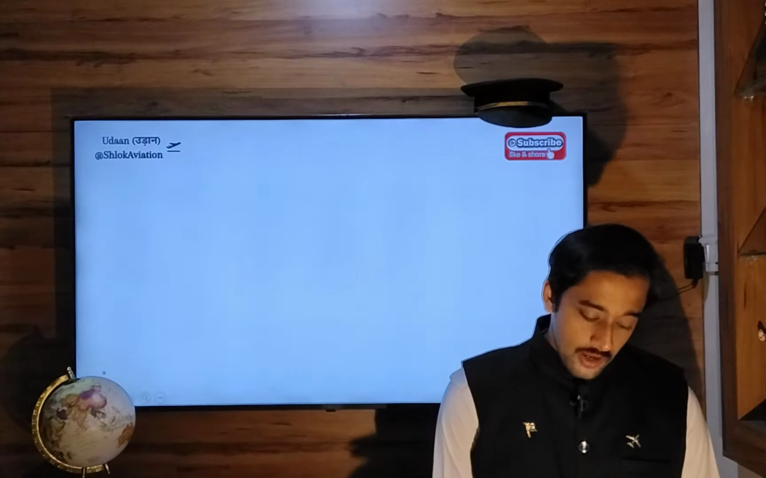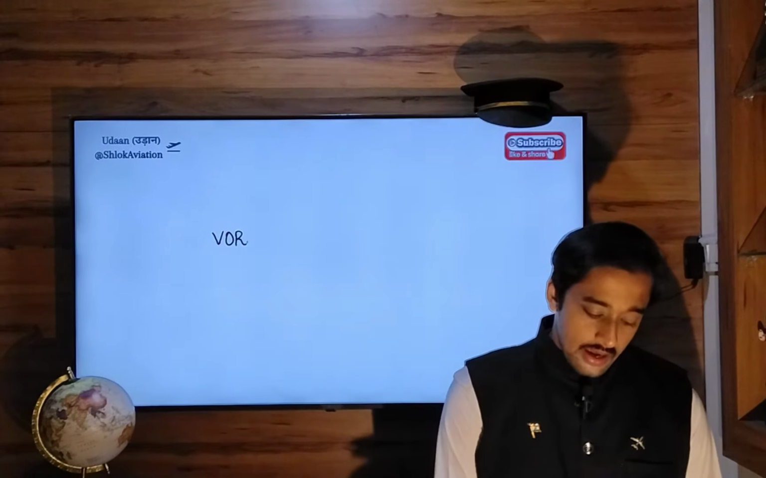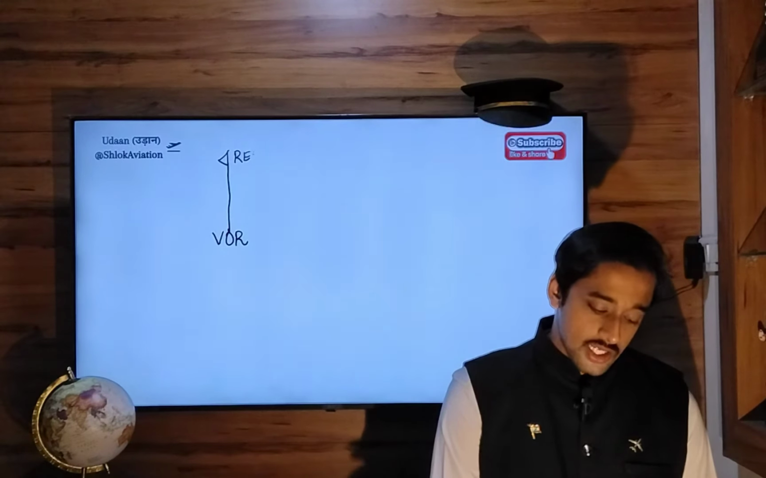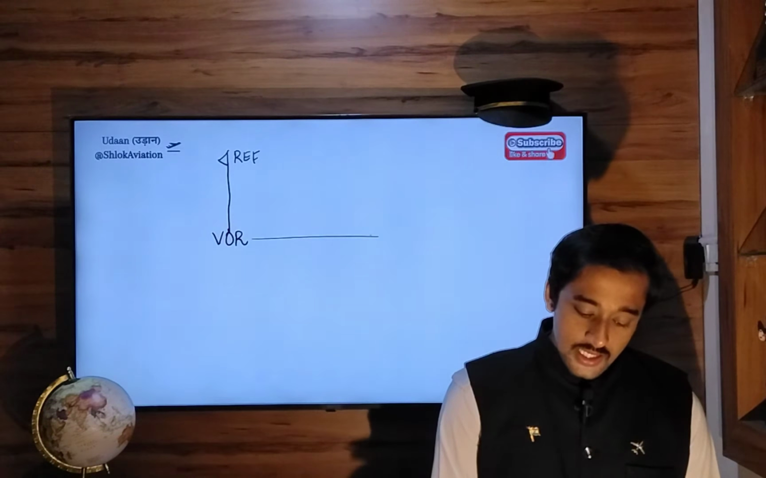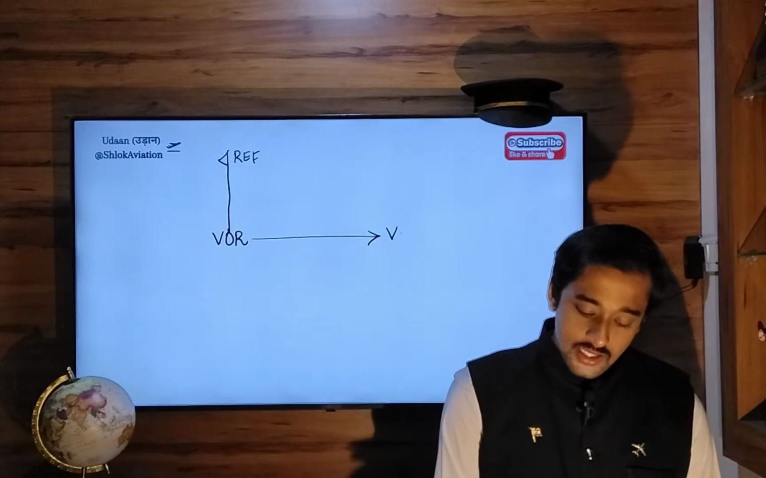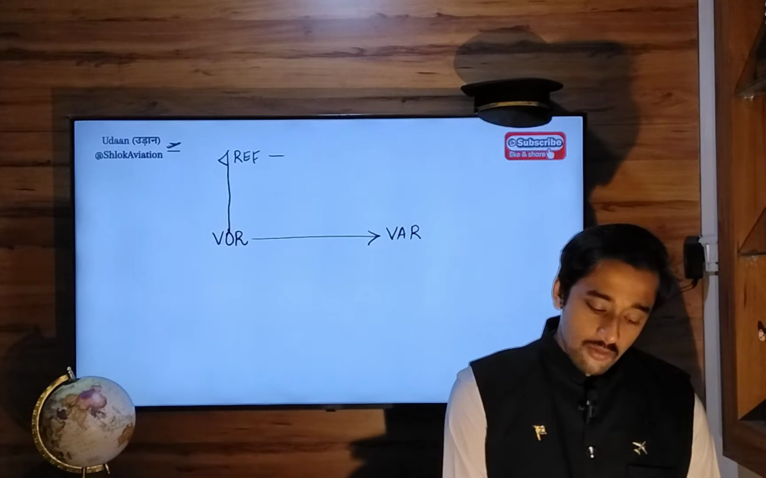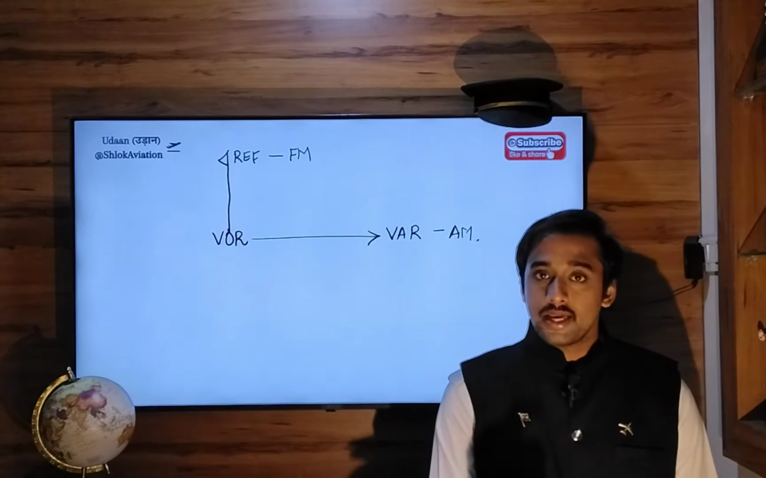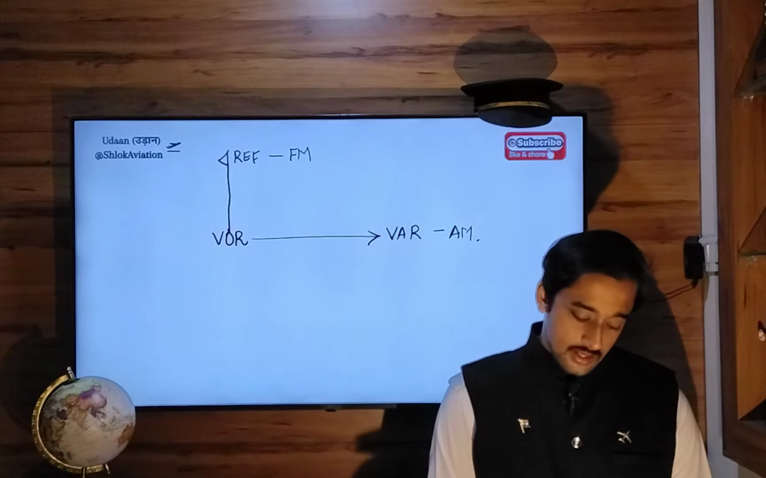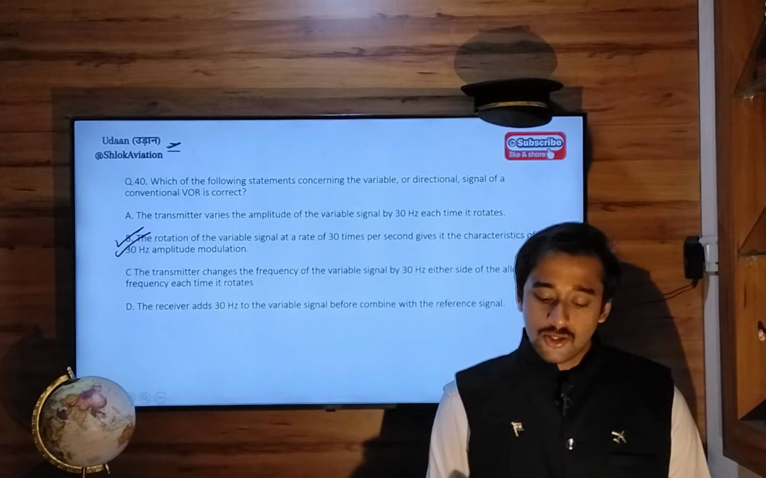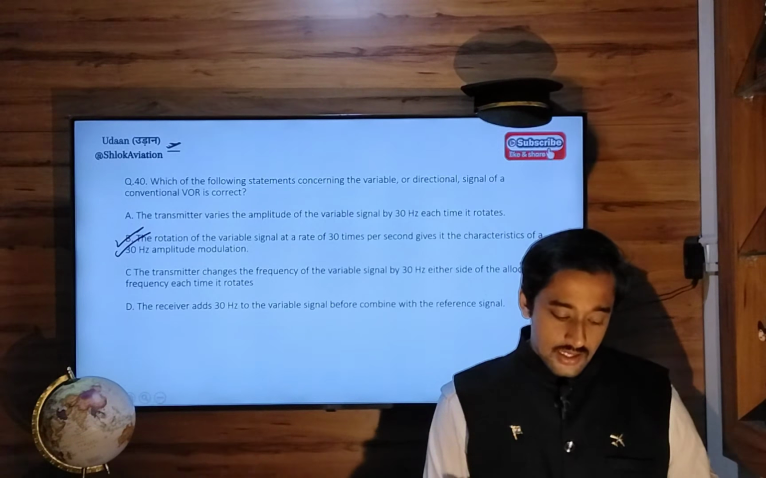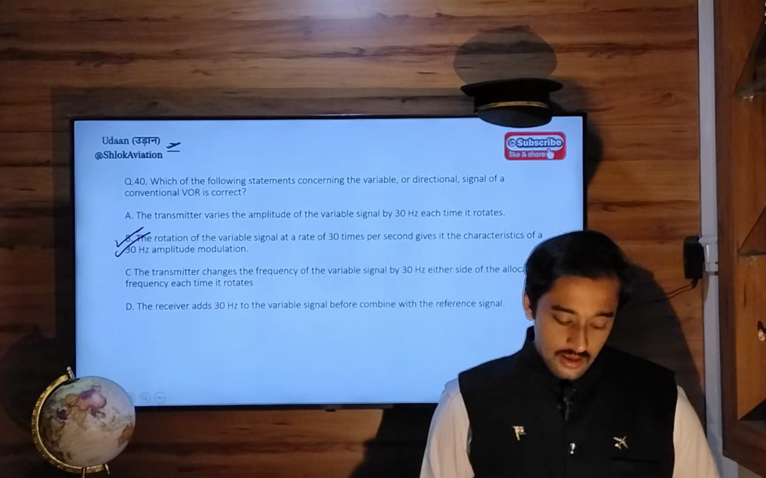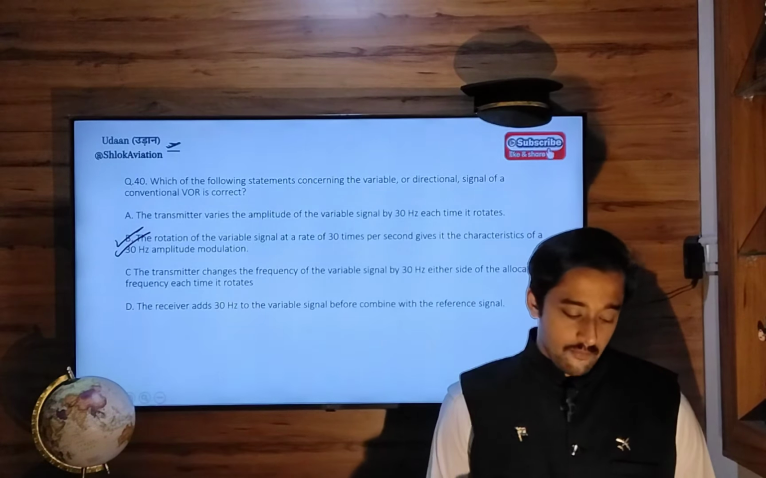Always remember, if this is your VOR station and this is your reference wave which is fixed in direction, this is, let's say, your variable signal. Now the reference signal is frequency modulated, the variable signal is amplitude modulated, and they rotate around the VOR station. They rotate at 30 times per second, giving it the characteristics of 30 Hz amplitude modulation. So the correct option will be option Bravo.